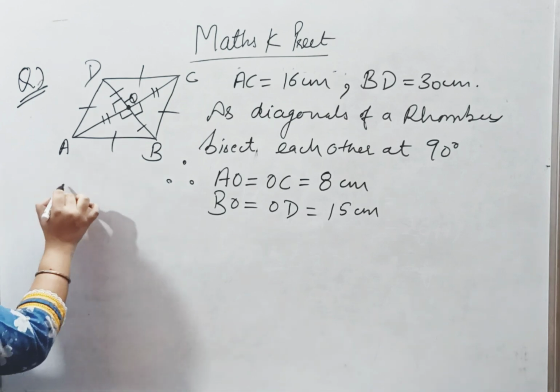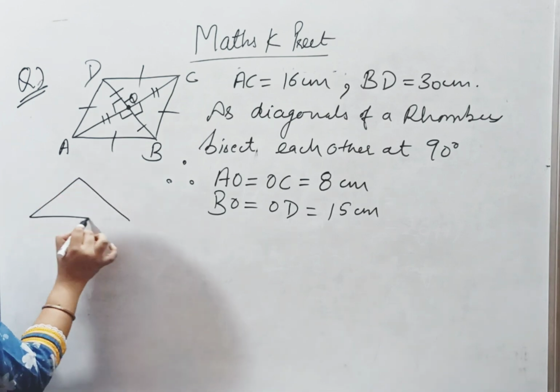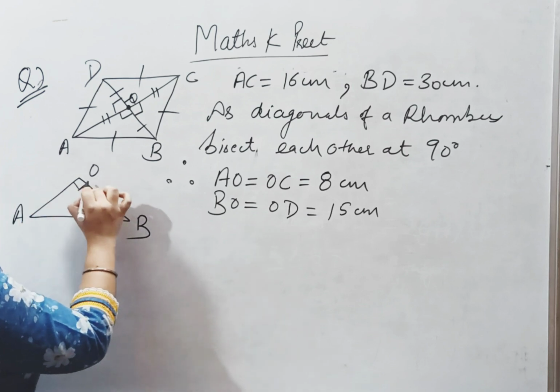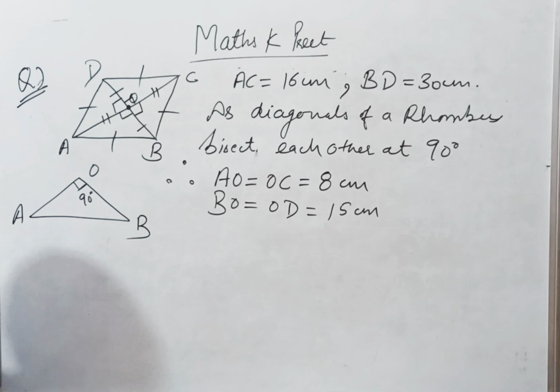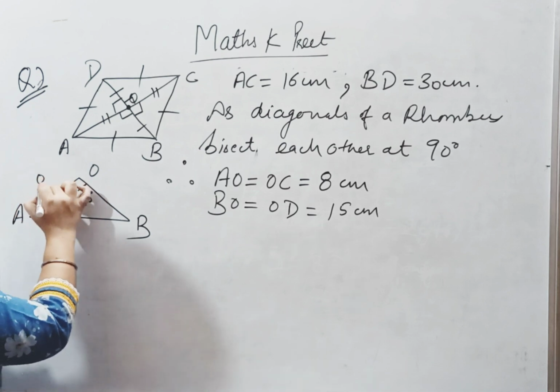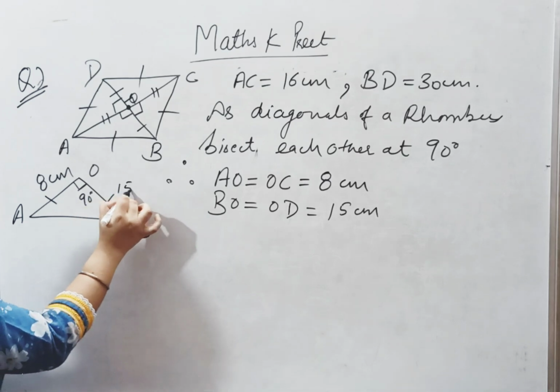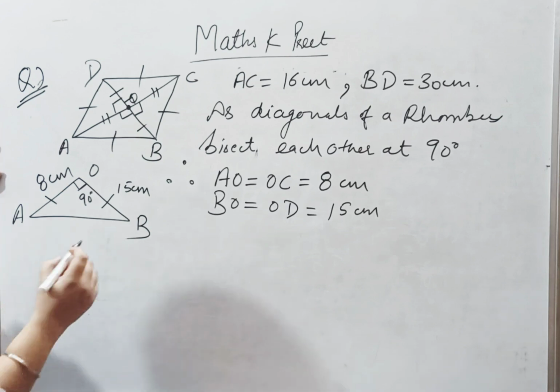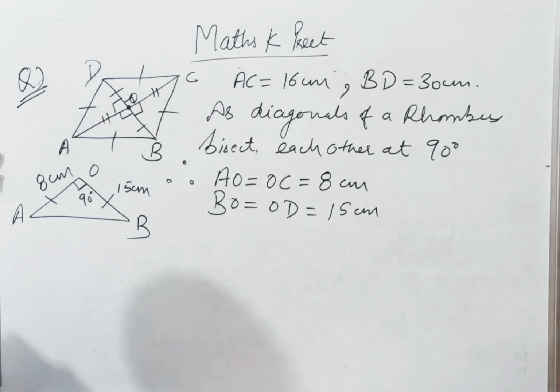So let's take this triangle from the figure, OAB. So clearly this angle is what? 90 degree. And this side is 8 centimeter. This is 15 centimeter. This is just a rough diagram. You can draw little better if you want to show this side greater than this side. So I'll suggest you to draw little better than me. So BO is equals to OD is equals to 15 centimeter.